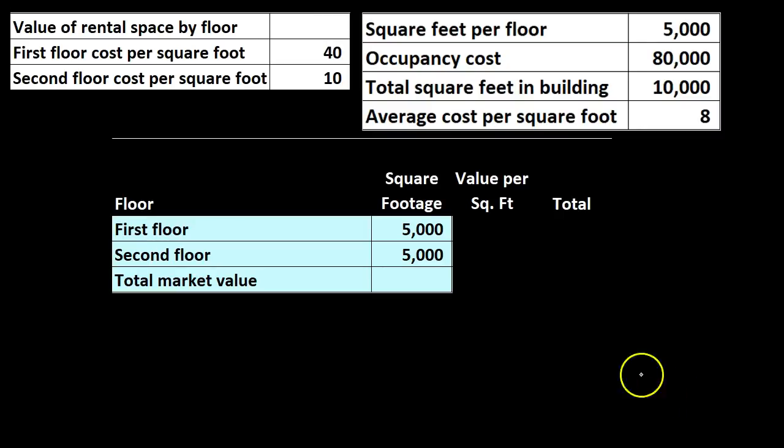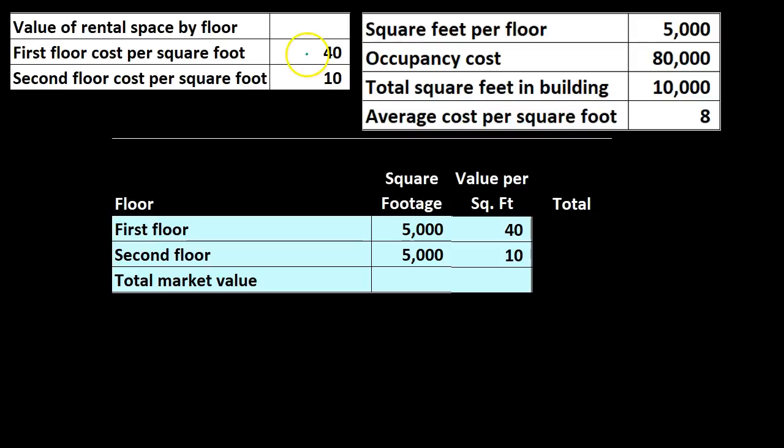So then we're going to take, okay, here's the square footage for the first floor and the second floor for our departments, 5,000 and 5,000 for the total of 10,000 square feet. And we're going to take our $40 and $10, the cost per square foot. So we're taking the market cost times the square footage for the first and second floor. First floor, we had 5,000 square feet. The market cost is $40. Second floor, 5,000. Market cost is only $10. That would give us $200,000 and $50,000 or $250,000 total for the total market value.